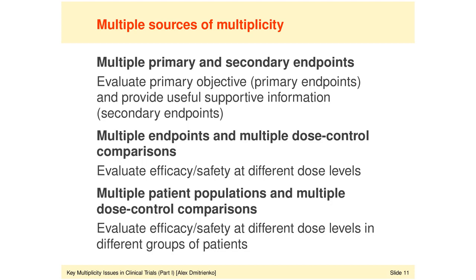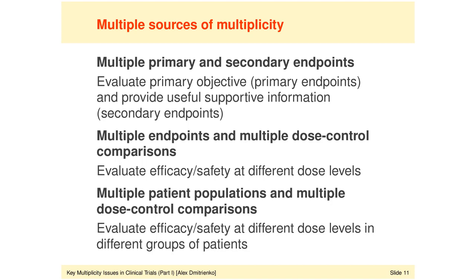So efficacy and safety of multiple clinical endpoints, for example, primary and secondary endpoints, may be evaluated at different dose levels. In this case, the endpoints represent one source of multiplicity, and the dose control comparisons for each endpoint represent the second source of multiplicity. So once again, there are two sources of multiplicity in a trial.